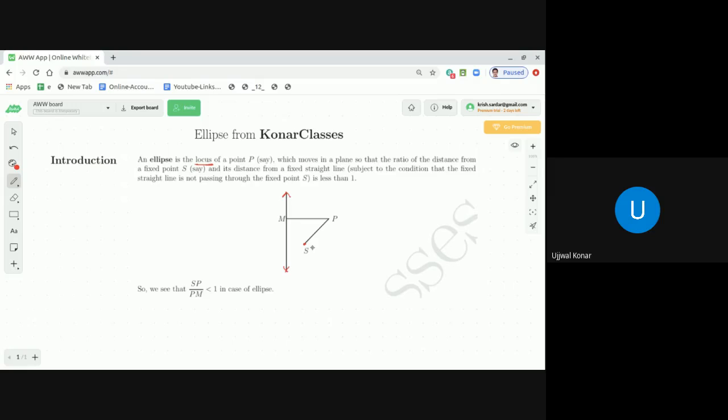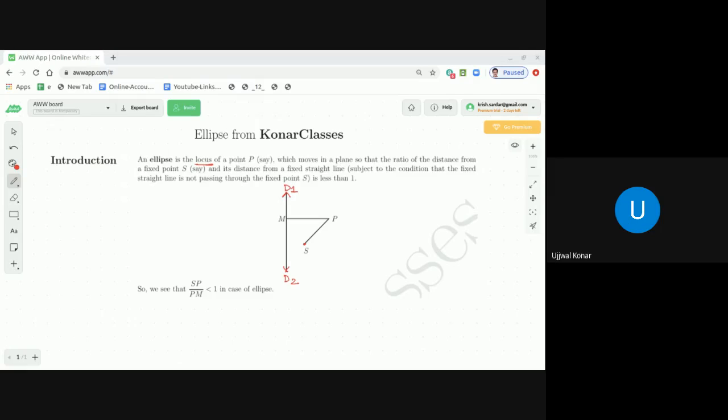That means if the fixed point is S and the fixed line is defined as D1, D2, then SP by PM is less than 1 in case of an ellipse. Just as a corollary, if that ratio is equal to 1, it is a parabola. And later, when we discuss hyperbola, we will see that when the ratio is greater than 1, it is a hyperbola. So I hope you got the very basic idea clear about an ellipse. So what is an ellipse, right? You understood.